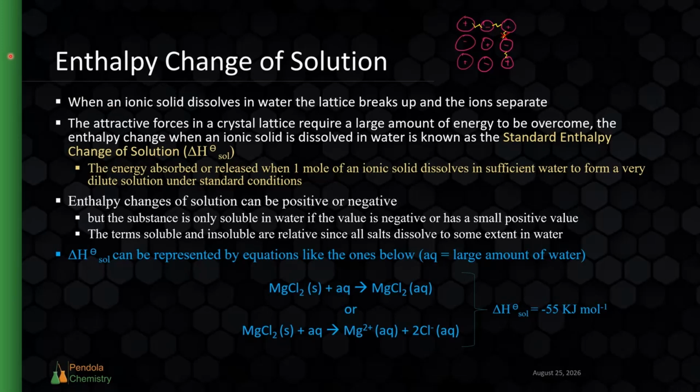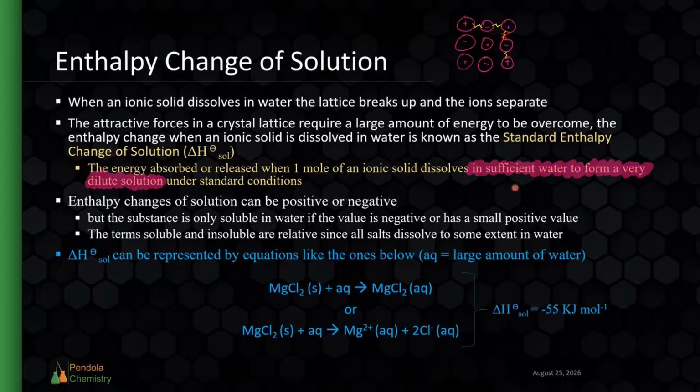So the part that mostly throws people off here is not the 1 mole of an ionic solid. I think we are at this point comfortable with the idea that enthalpy changes are associated with 1 mole of something, in this case an ionic solid, or the fact that it dissolves because it's the enthalpy change of solution, but this part, in sufficient water to form a very dilute solution. So let's talk about this right now. What this essentially means is that when we're talking about the enthalpy change of solution, the molarity of the solution we're making has to be low.